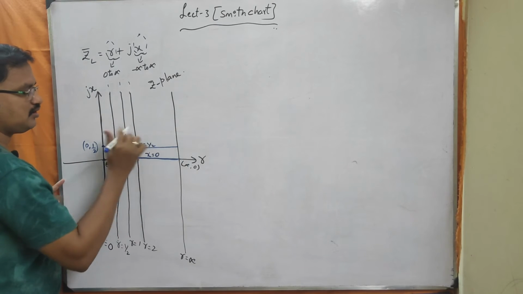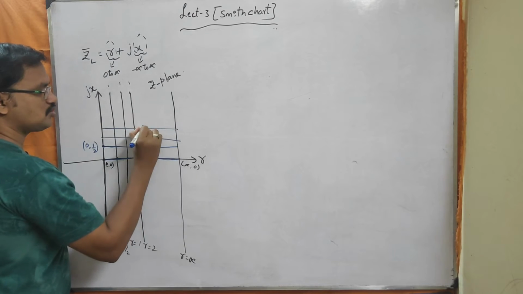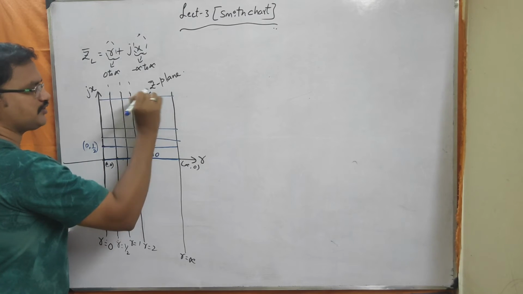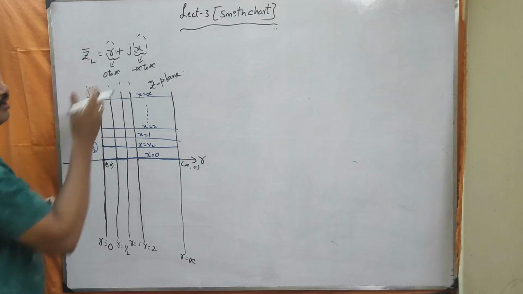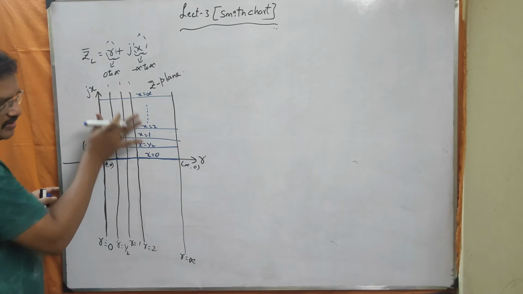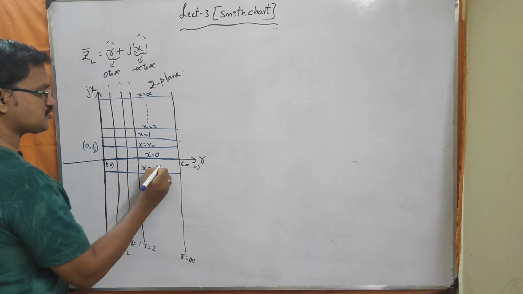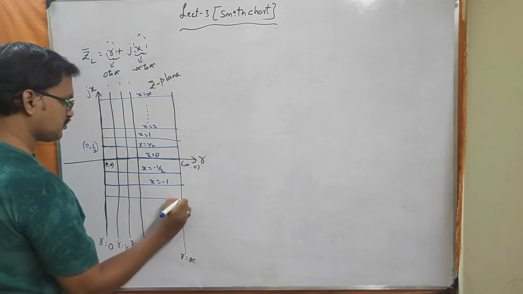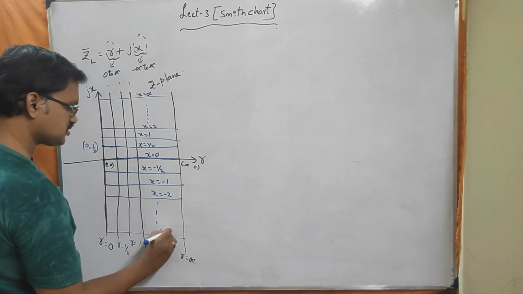And similarly, I can draw for X is equal to 1, and for X is equal to 2, and so on, up to what? Up to X is equal to infinity. Similarly, I can draw for what? I can draw for negative values of reactances. So how will I get them? Just draw the mirror images of these lines here. So you are going to get this represents X is equal to minus 1 by 2, this represents X is equal to minus 1, and this represents X is equal to minus 2, and so on, and this represents, let us say, X is equal to minus infinity.